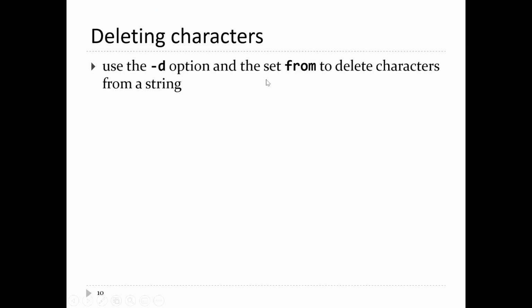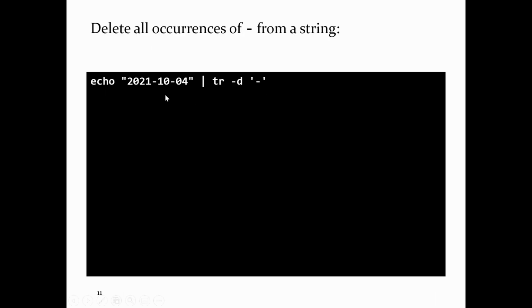Okay. Now, tr does more than just replace. You can delete characters too. If you use the -d option and only the set from, then tr will delete those characters from your string. For example, here I've got a date that's got a separator using the hyphen. If I want to compress the date down to all numbers, I can just delete the hyphens. This is a pretty common operation where you end up deleting separators to merge everything into one big word. So tr -d, delete the hyphen. All the hyphens will disappear, and you'll get the string 20211004, all one word.